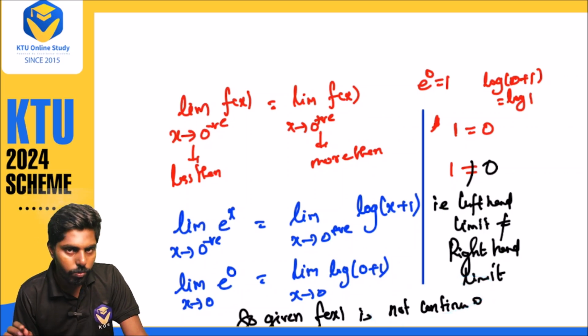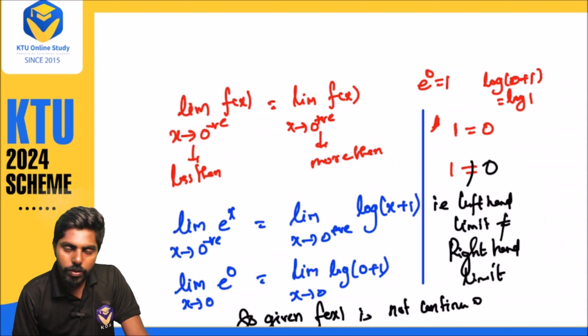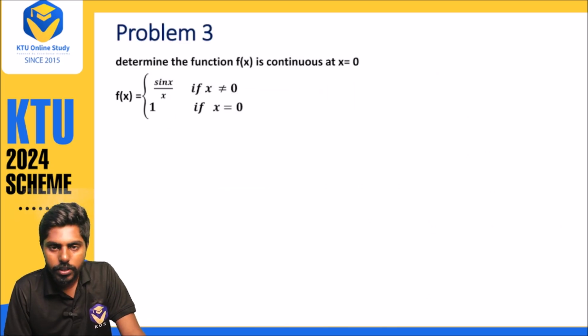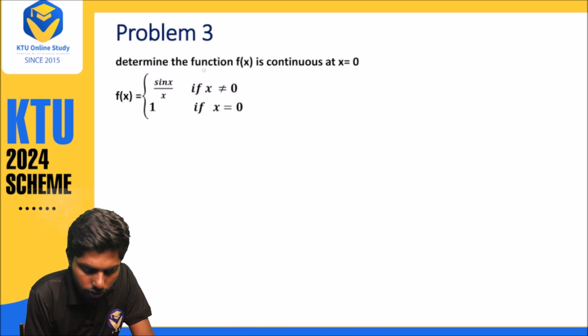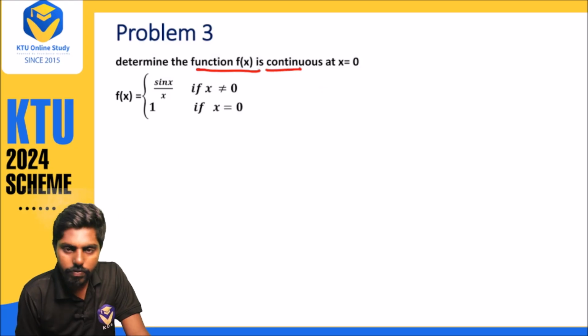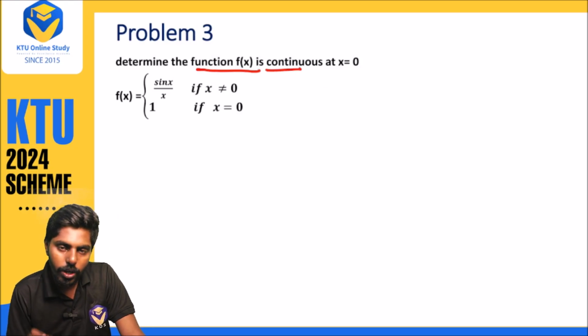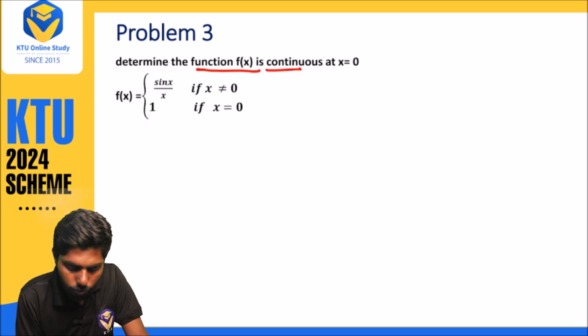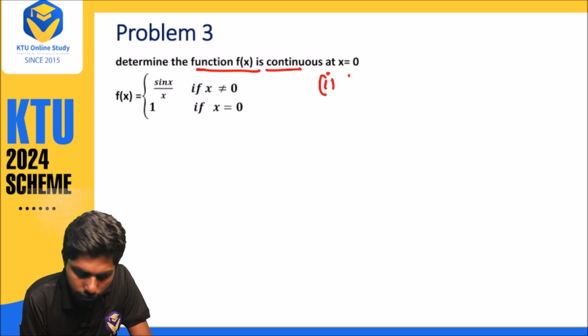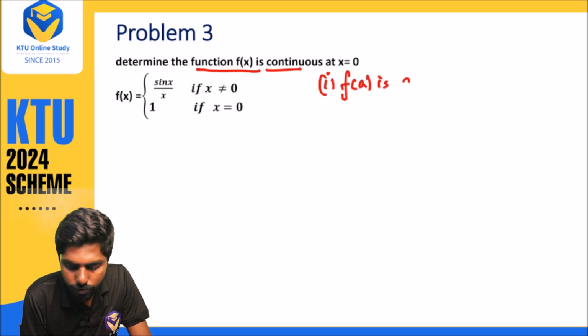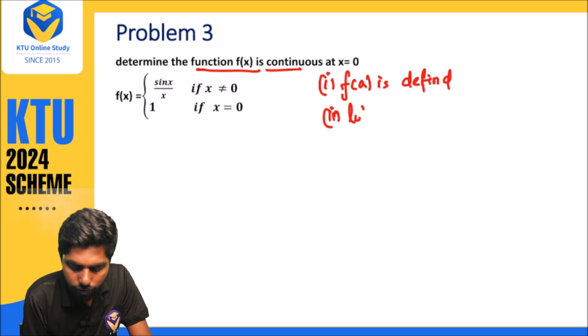We will go to one more problem also. So we will go to problem number 3. What have they asked? They have asked the function f of x is continuous. Whenever they are asking about continuous, what should strike your mind? Three conditions. What are the three conditions? First one, we know that f of a is defined. Second condition is what? Left hand limit.